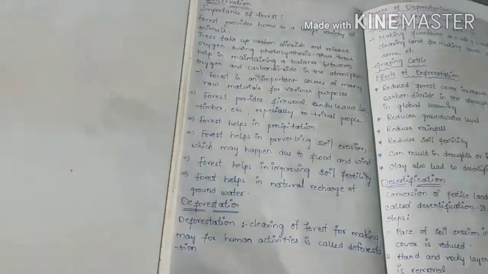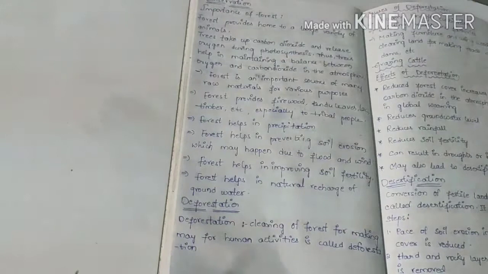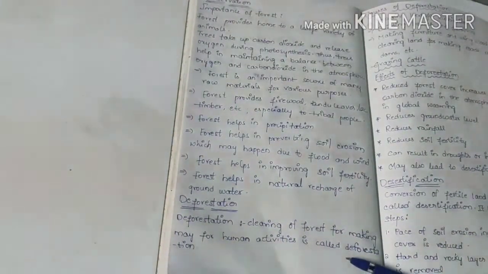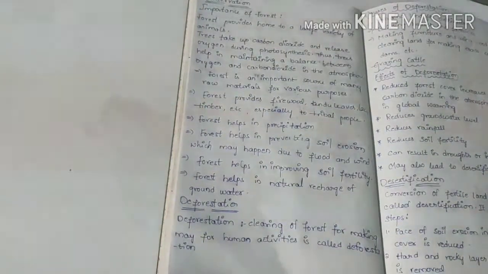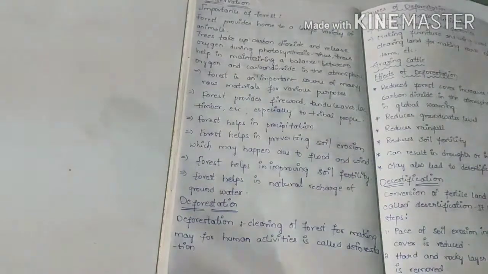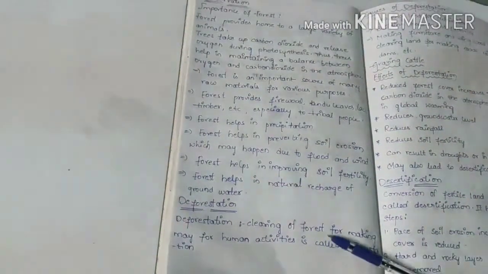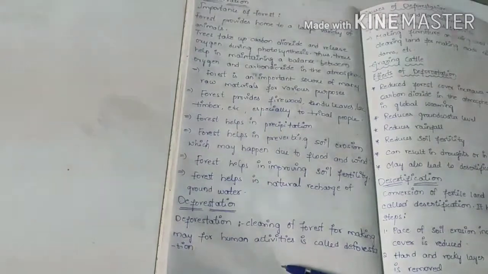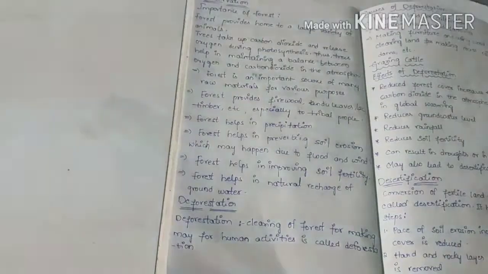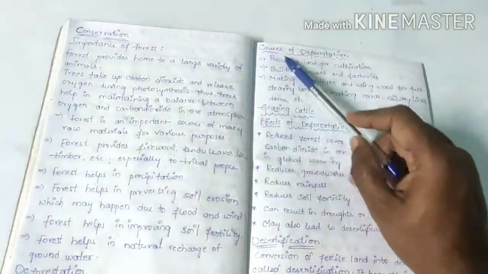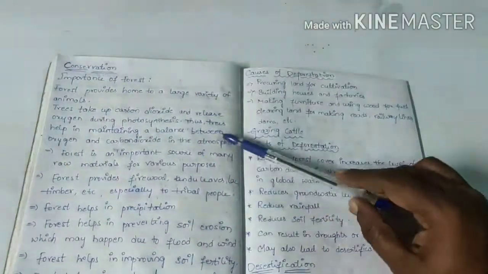Now coming to deforestation. What is meant by deforestation? Clearing of forests for human activities is called deforestation. That means in general language, cutting of trees is known as deforestation. Once again I am repeating, deforestation means clearing of forests for human activities. So let's see, what are the causes of deforestation?